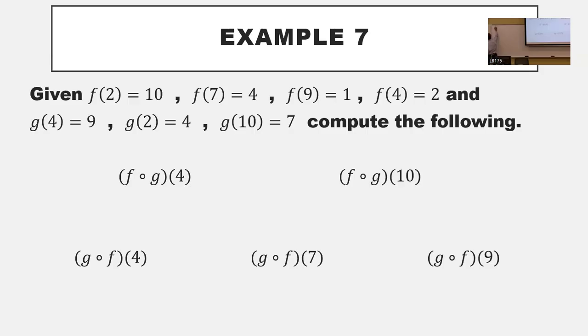And I'll write this on the board as we talk through this, because there's a lot of outputs that are given in this example. So it gives us a bunch of outputs right up front. It says, what if f sends 2 to 10, f sends 7 to 4, f sends 9 to 1, f sends 4 to 2, and then g sends 4 to 9, g sends 2 to 4, g sends 10 to 7. And then compute the following.